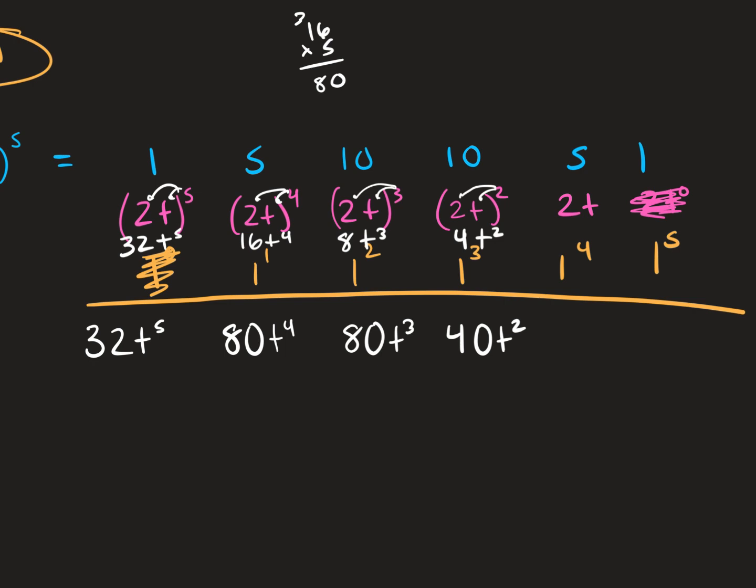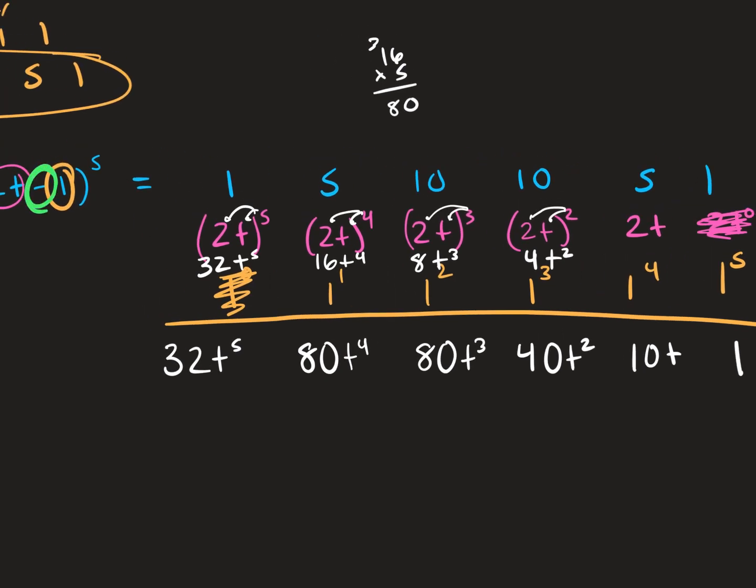What's the next one going to be? 10t, perfect. And then the last one? 1. Now, with this question, because it has a minus in the middle, our signs just alternate. So it starts, the 32 is positive, then we go minus, plus, minus, plus, minus. So the signs just alternate. If it was a plus sign in the middle, every term gets a plus. But because this is a minus, we alternate signs.